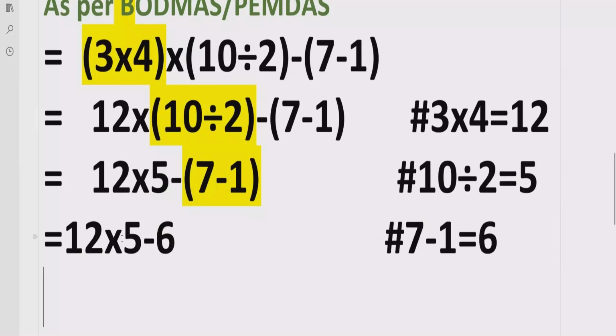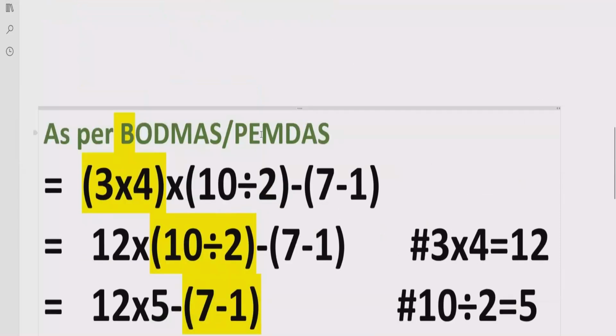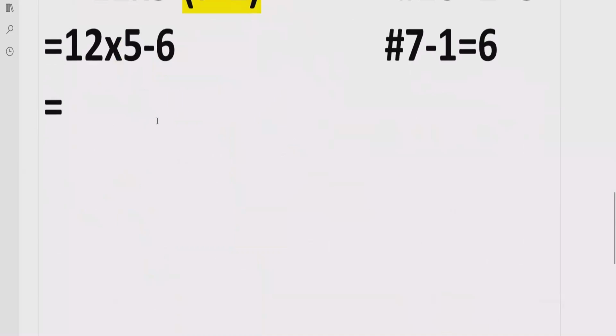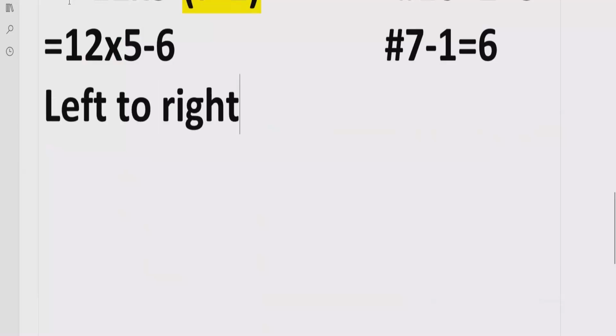Now move forward, and now we do not have any bracket and also we do not have any exponent part. So here, first we will do division and multiplication. If we go left to right in our expression and find out multiplication, here we have this multiplication, so we will solve this one. So 12 multiplied by 5 equals 60 minus 6, and here we have minus 6.